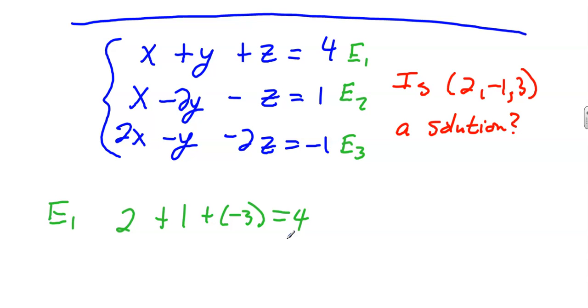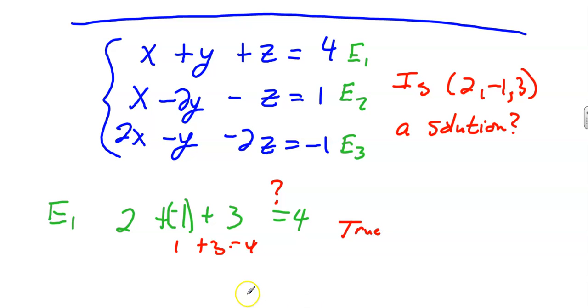Okay, so equation 1, if you plug it in, it's 2 plus 1 plus negative 3. Does that equal, oh, sorry, got my signs wrong. Hold on. 2 plus negative 1 plus 3. And again, the question is, does that equal 4? If it's yes, we go on to equation 2. If it's not, then we're done. 2 plus negative 1 is 1. 1 plus 3 does equal 4. So yes, that one is true.